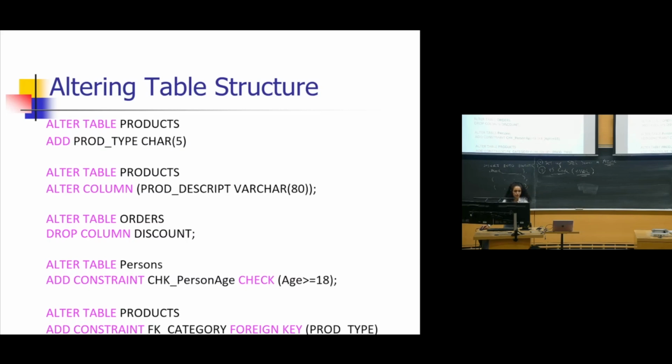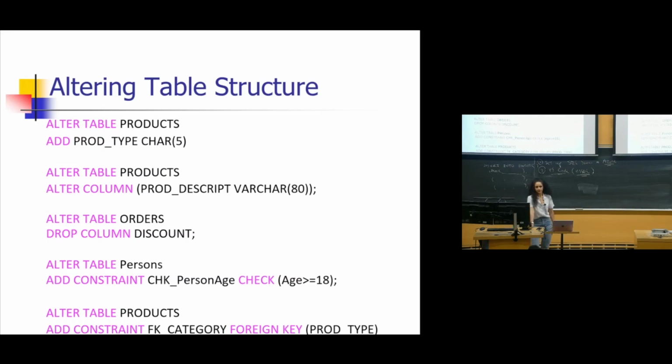This is how you drop a column from a table. Dropping a column from a table means that you are actually altering that table, right? You're changing the structure of the table. So you use the alter table command followed by drop column. And also adding constraints, which is important.